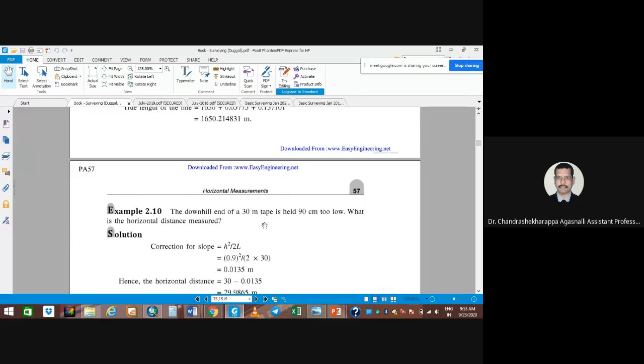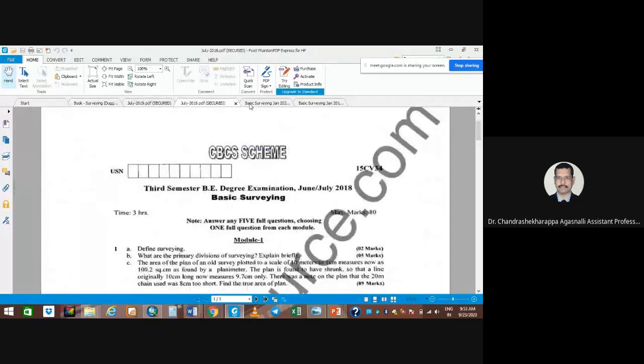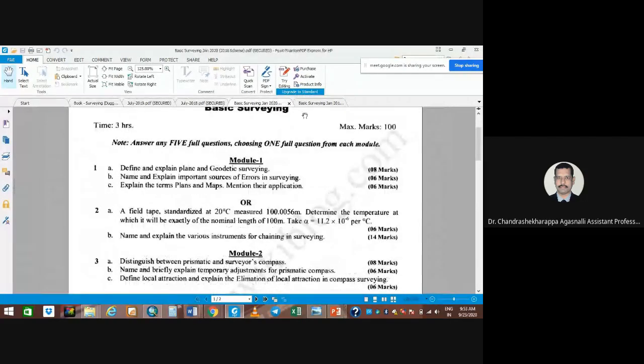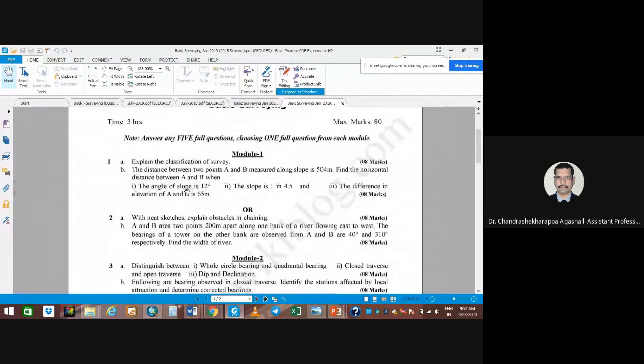So here in one problem, I think, the downhill of 30 meters, the tape held 90 centimeter too low. What is the horizontal distance measured? Somewhere they ask for that, yes. But they are asking in a different way. Angle of slope is 12 degrees. If it is there, what is the distance? So 1 in 4.5.